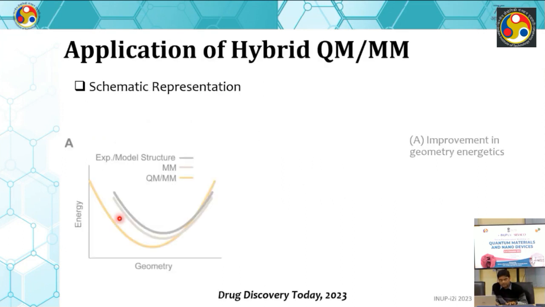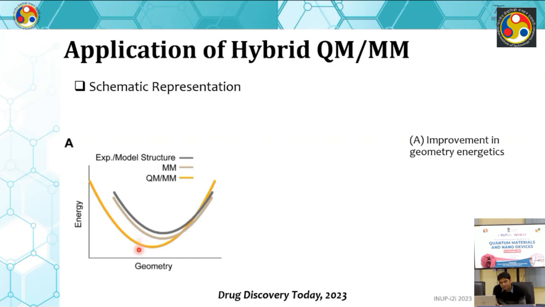All right. So here is a schematic representation. Say, for example, when we have the experimental or the model structures in black, the energetics, or the potential energy surface, will look something like this. When we apply molecular mechanics, it will go to the immediate local minima, and so you can see the energetics is reduced a little bit. But when we apply the hybrid quantum mechanics and molecular mechanics, the energetics will be further reduced. So we can say the system energy is more stable and it is more accurate.